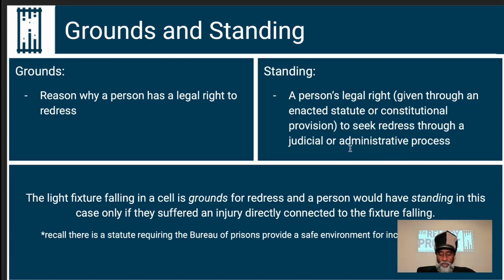All right. Okay. A light fixture falling in a cell is grounds for redress, and a person would have standing if, in this case, only they suffered a direct injury. Okay, all right. So, where did they get that from? They got that from me. So I'll break that down for you, because that's important, right?